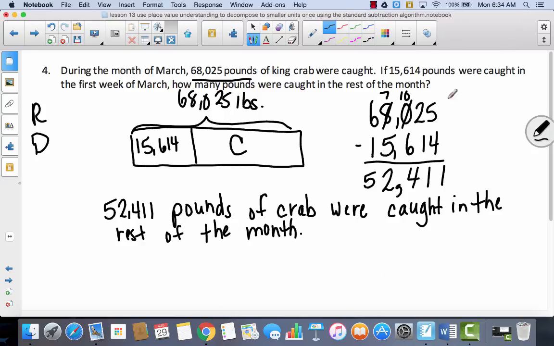Okay, so let's take a look here where I subtracted. When I went to subtract, I could subtract in the ones, I could subtract in the tens, but I could not subtract in the hundreds. So I had to unbundle 1,000. That left 7 thousands and 10 hundreds. And then I could subtract in the thousands and the 10,000s. So that left me with a difference of 52,411. So that was my number statement, and then when I wrote my answer statement, it was 52,411 pounds of crab were caught in the rest of the month.